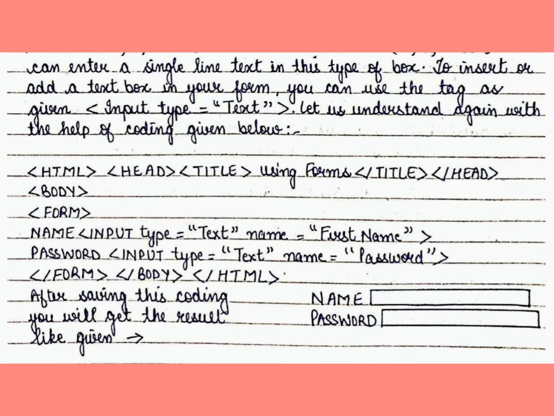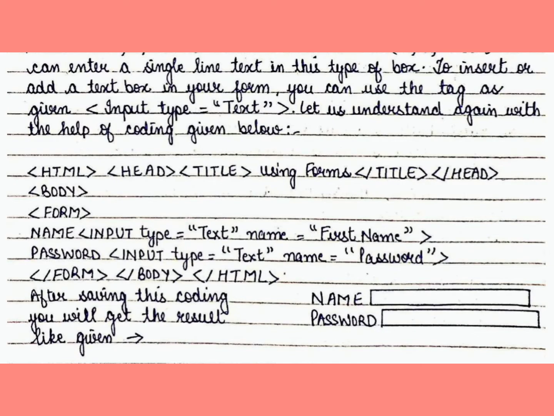Children, as you can see, I have used the HTML coding for creating forms. Start with the HTML tag, then write head tag and then use the title tag. Here, the title is written as using forms. Close the title tag and close the head tag also. Now, start the body tag. Under the body tag, form tag will be used.